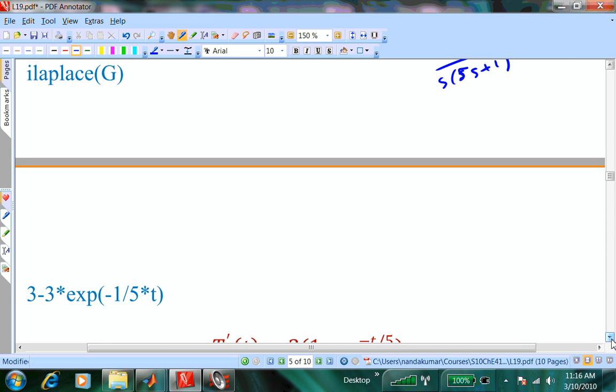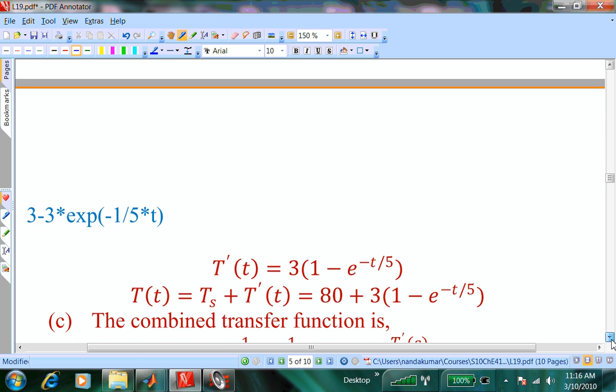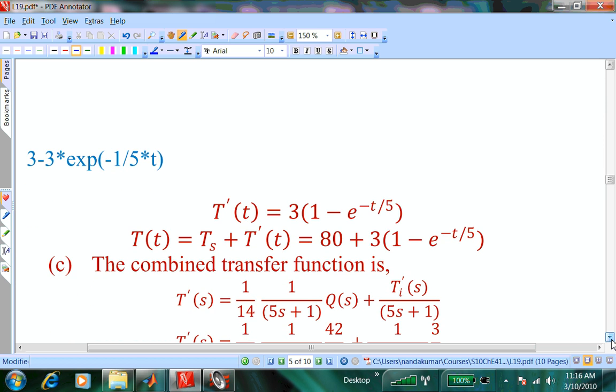Okay, so I Laplace invert it and it gives you the result as 3 times (1 minus e to the power minus t over 5). And you can see the pattern. Whatever the magnitude of the step change, that coefficient appears here. Whatever the time constant, that appears here. That's why for a first order process, the response is kind of universal. And if you plot it as t over tau versus T prime over the amplitude, you get a universal curve, which you used in your first assignment, okay, first exam.